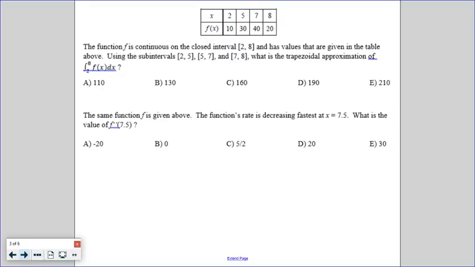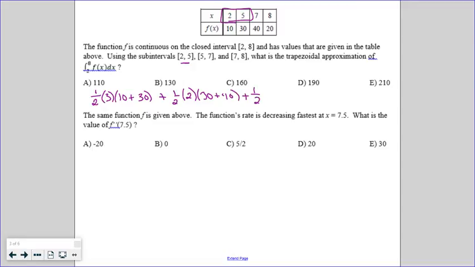So again, our trapezoidal approximation is going to use that trapezoid formula, 1/2 our height, and remember the height is going to be the distance between your independent variables, so between 2 and 5. So our height would be 3, and then our bases are the function values at those locations, so plus 10 plus 30. That would be our first trapezoid. That's the one for the interval from 2 to 5. Our next trapezoid from 5 to 7 would have a height of 2 and function values, or bases of our trapezoids, of 30 and 40.